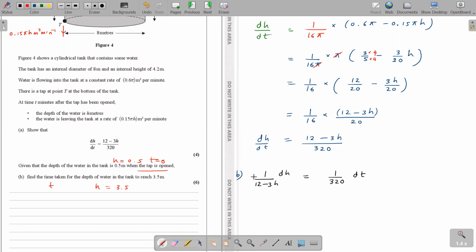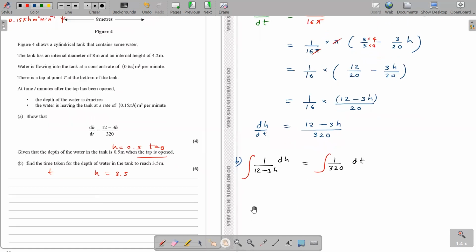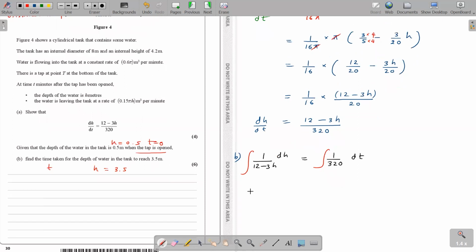Okay, and then let's integrate both sides. The first side integrates with respect to h, the other one integrates with respect to t. So what happens when you integrate 1 over 12 minus 3h? It's ln. Integration of 1 over ax plus b is 1 over a ln ax plus b, right? I have given you these rules. I have shown it to you many times. So in this case, it's going to be 1 over minus 3 because the coefficient is minus 3, ln 12 minus 3h equals on the other side 1 over 320. When you integrate with respect to t, it's 1 over 320 t. And don't forget the plus c.